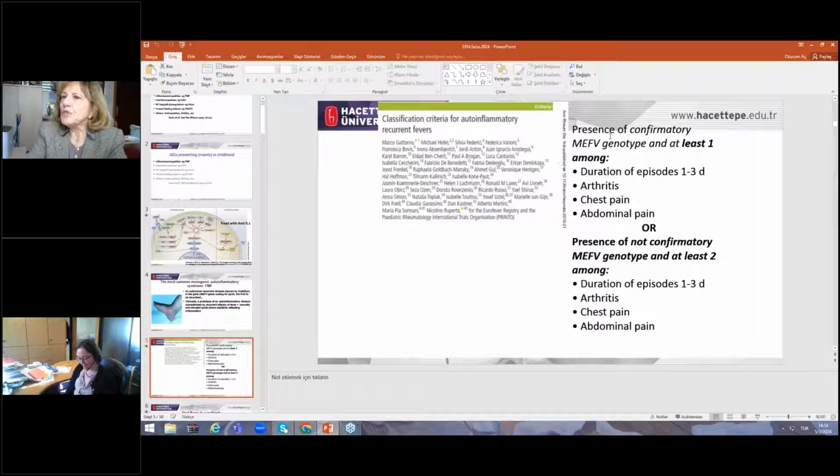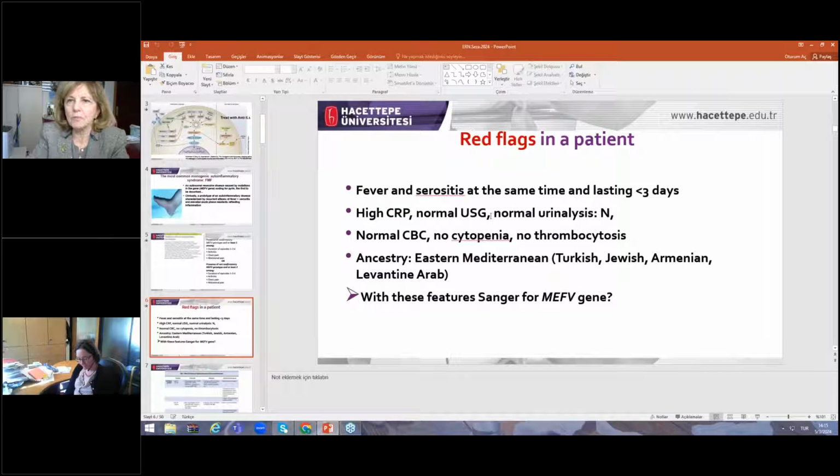And in FMF, as you can see, we talk about a confirmatory genotype, meaning since this is an autosomal recessive disease, if you have confirmed it, you have 2 pathogenic mutations. And on top of that, if you have just one of these, you can classify that child as FMF and you can start colchicine. But you see that we also have a subset saying non-confirmatory MEFV genotype. So I'll refer to those now.